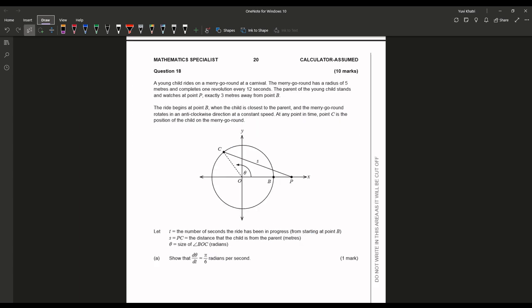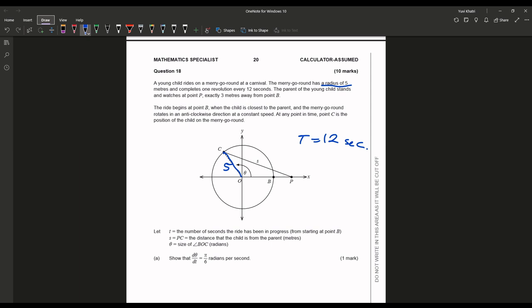Question 18. A young child rides a merry-go-round at a carnival. The merry-go-round has a radius of 5 meters, so the radius is 5, and completes one revolution every 12 seconds. So its period is 12 seconds. We will write that as T.